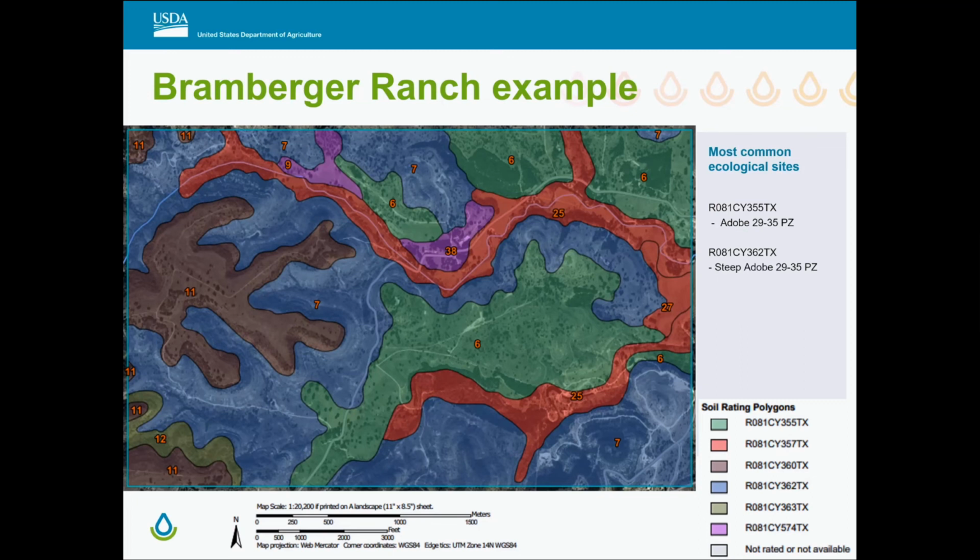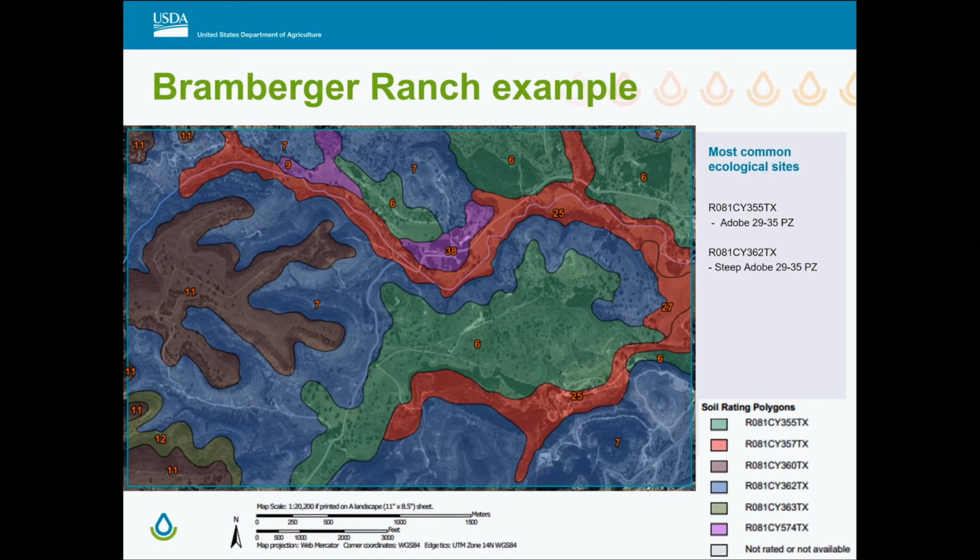And so you can see that the most common ecological sites here, down there in the right-hand corner, soil rating polygons, and they have the colors that correspond. But basically the most common in this area are Adobe 29 to 35 PZ and steep Adobe 29 to 35 PZ. Okay. Are generally these maps based on both?